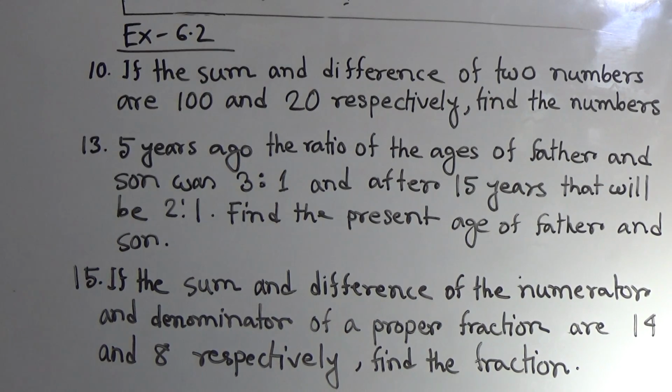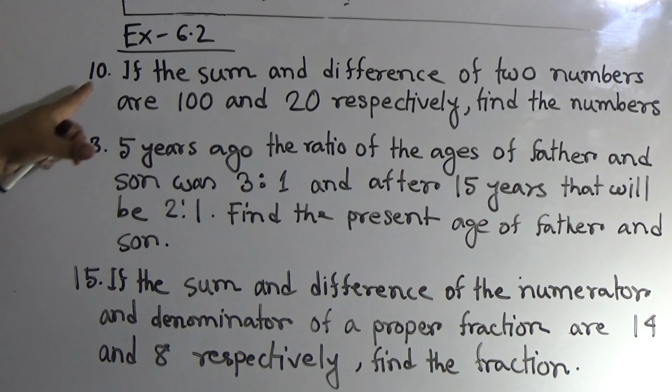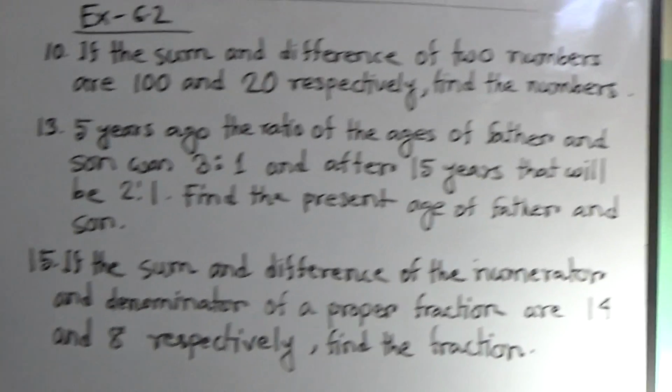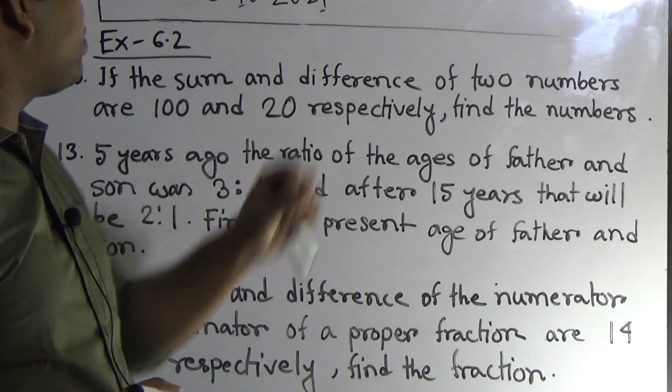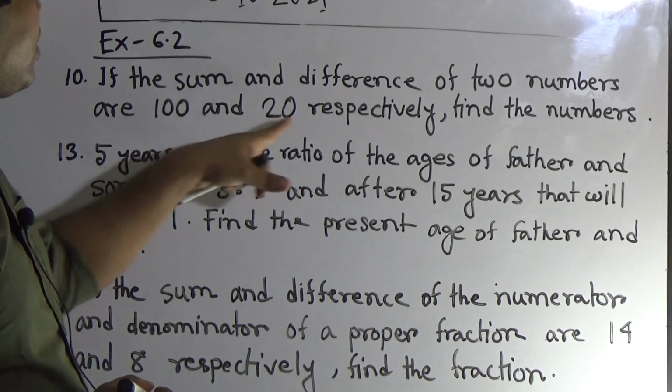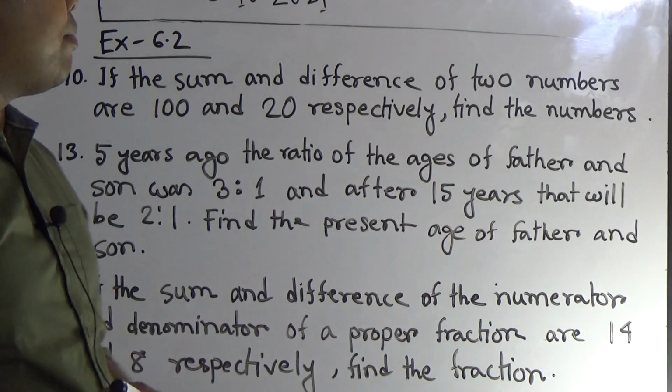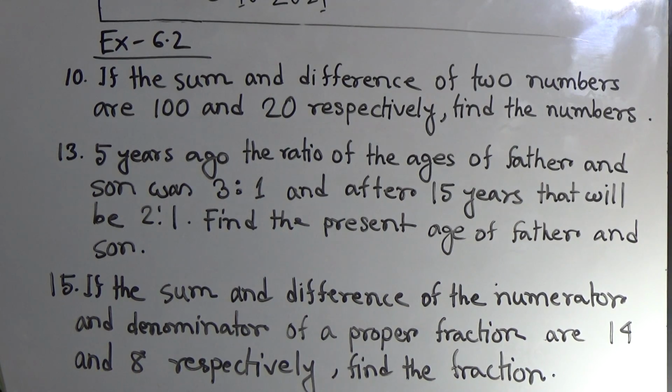Exercise 6.2. I have already written question number 10, 13 and 15 on the board. So let us start to solve. At first we shall solve question number 10. In order to solve the question, at first we read the question. If the sum and difference of two numbers are 100 and 20 respectively, find the numbers. Dear student, we need to find two numbers, but the numbers are not known. Here some hints are given. By using those hints, we need to find out the two numbers.